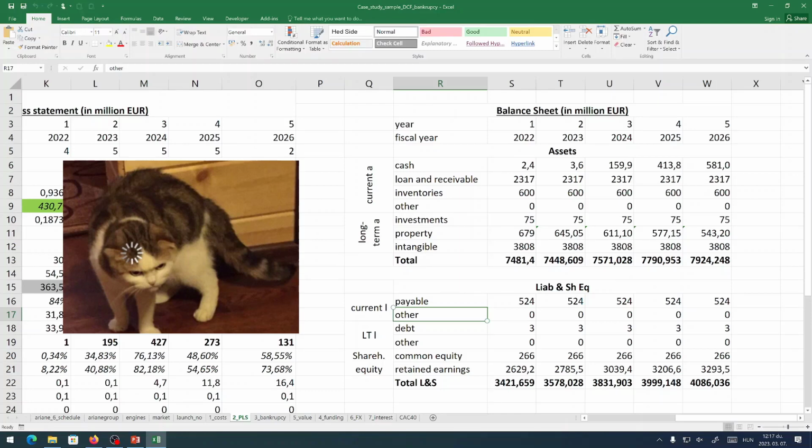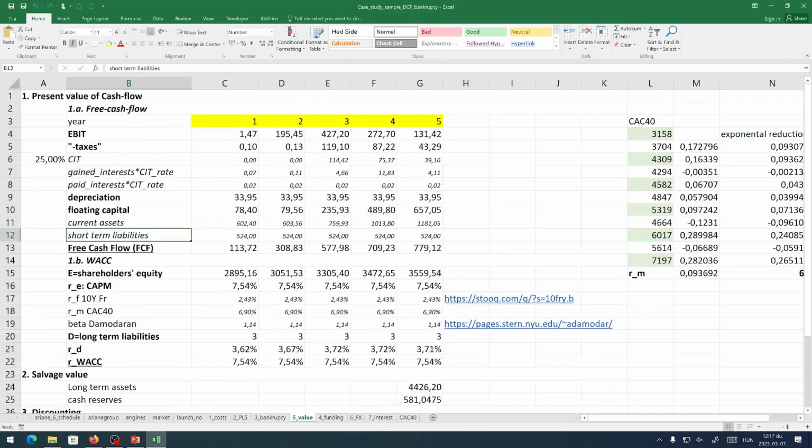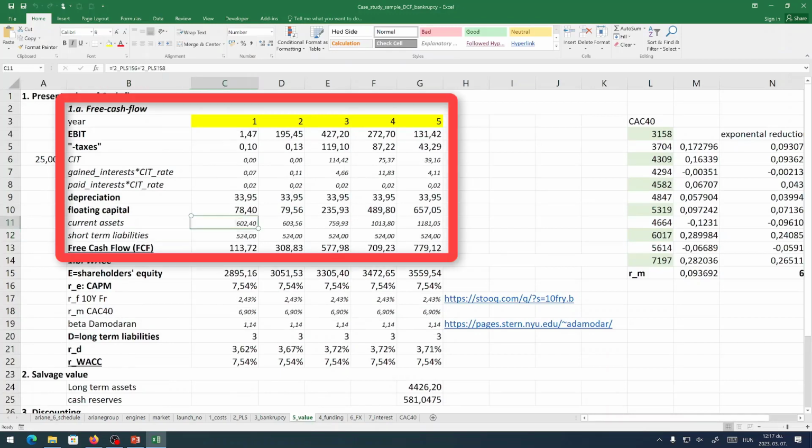Usually we should exclude them from the valuation procedure because this is a highly unknown feature, and in many cases it can be important or less important. So we should skip that from the valuation at the end of the day. So we can see here current assets, short-term liabilities.